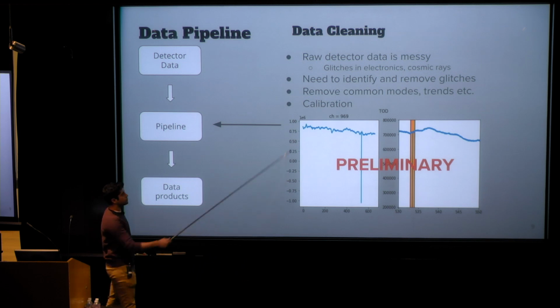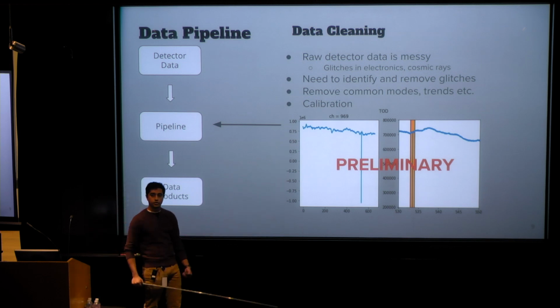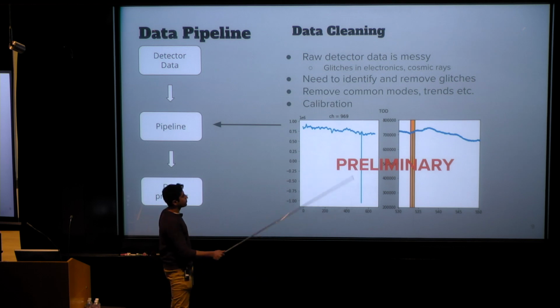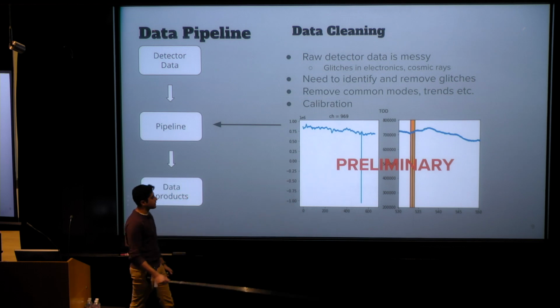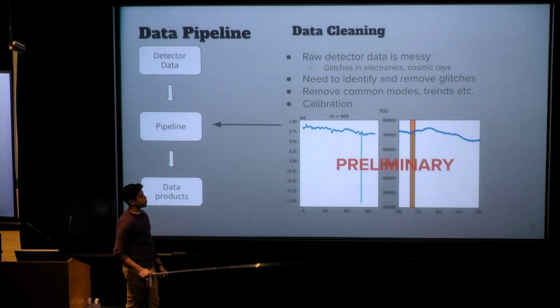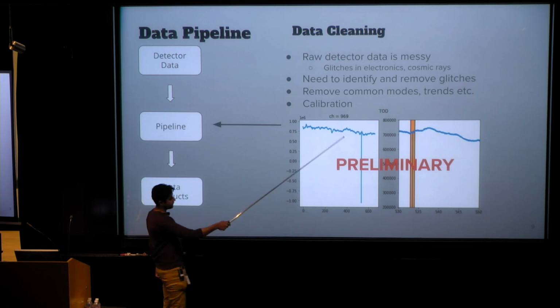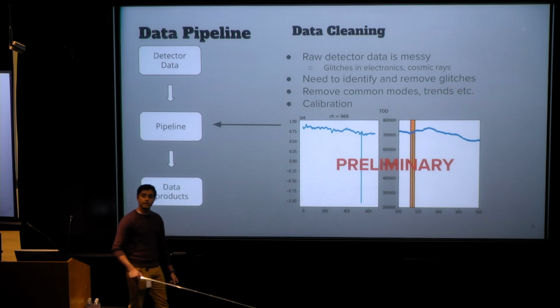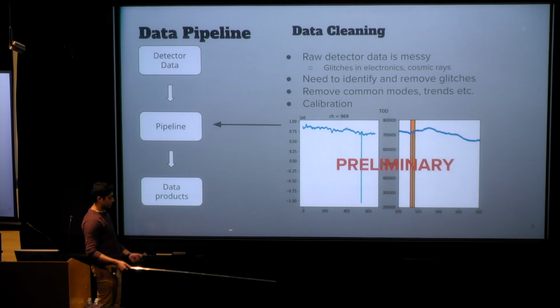And of course, we have to understand what our detectors are actually seeing and understand what they're calibrated to. And all of that will be informed within this data pipeline. So this is actually data from the ACT telescope run through the SO pipeline. So you can see we actually find glitches. The next step is to remove the glitches and fill them with something that actually looks realistic.